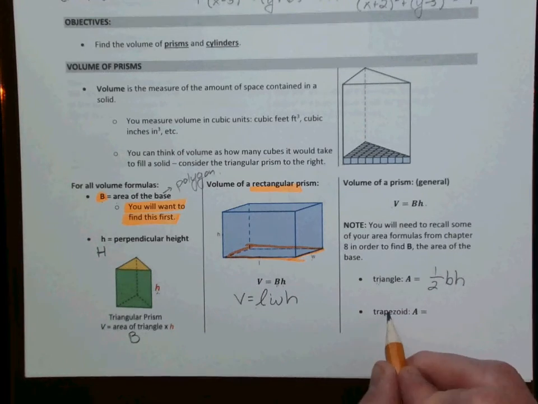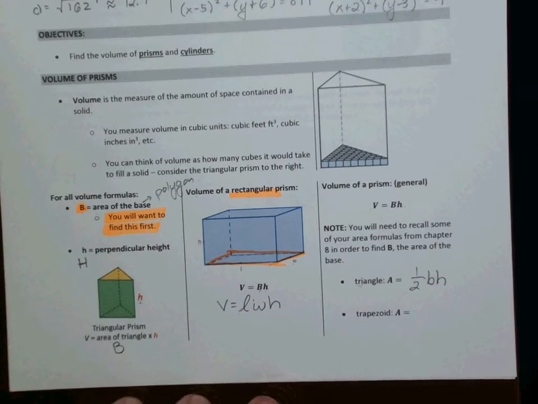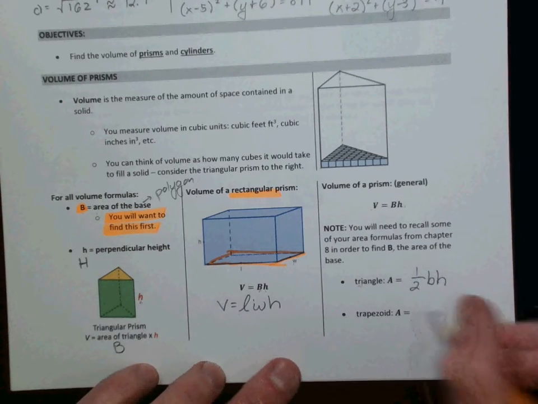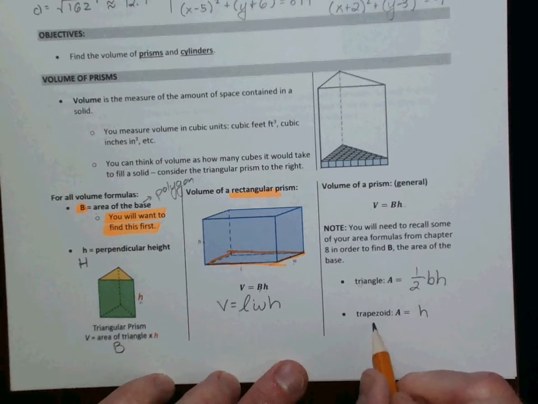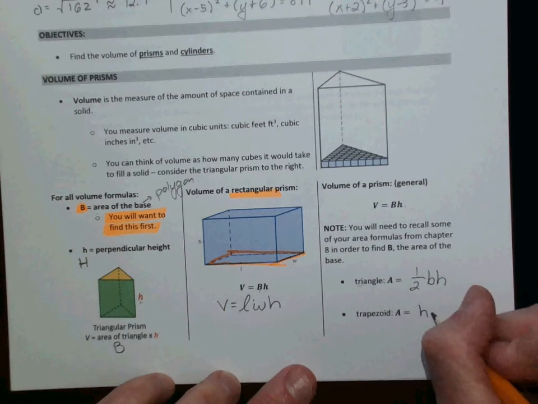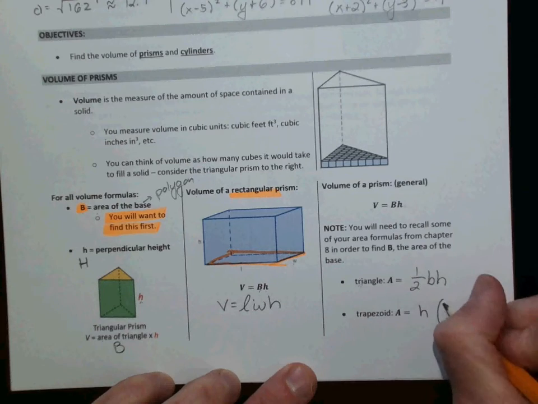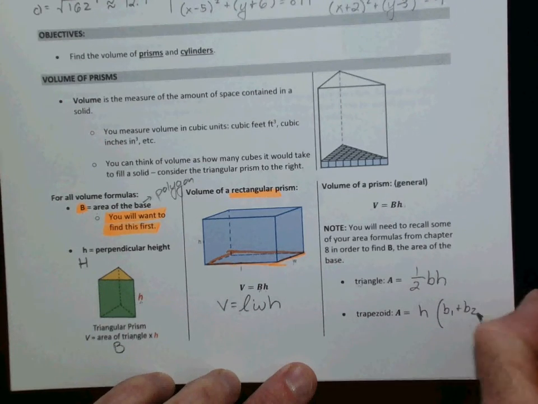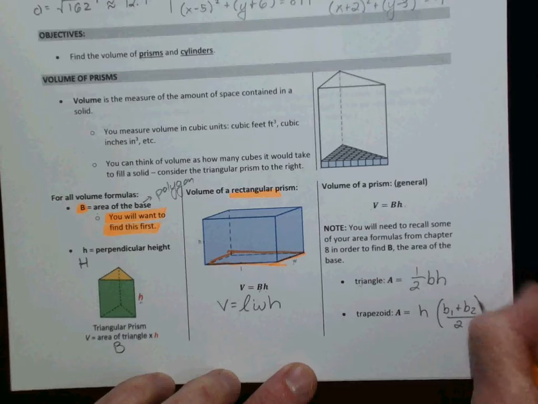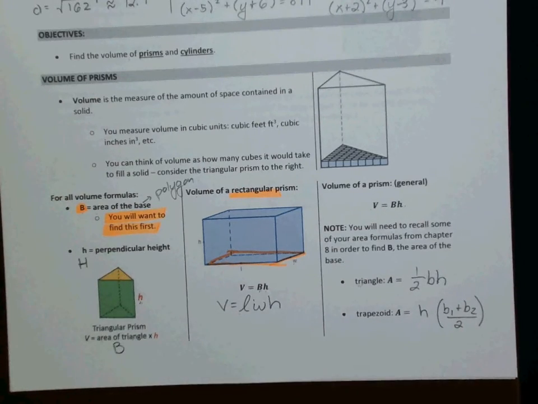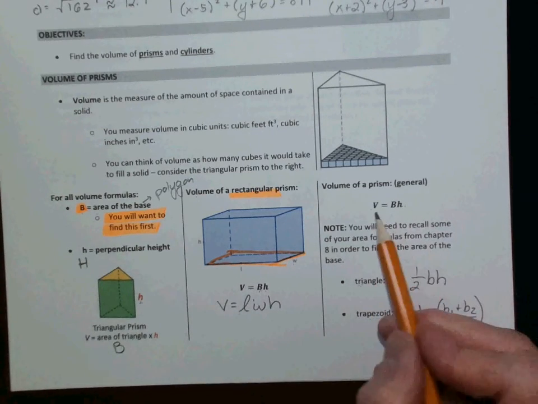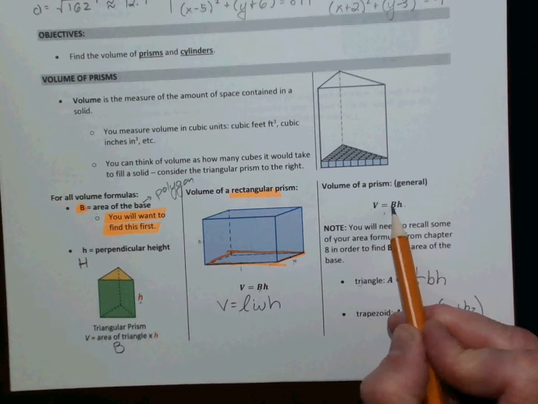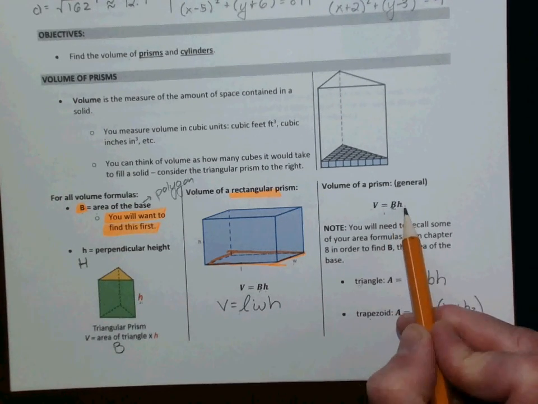A trapezoid area is equal to the height of the trapezoid, not of the solid, times base 1 plus base 2, all divided by 2. So it's the average of the two bases. Take note, you would do this before plugging into the volume formula. You're going to see I always find the area of the base first, and then multiply it by the height.